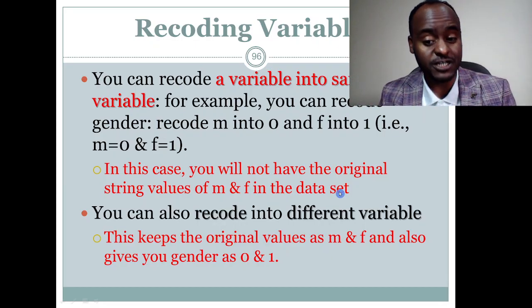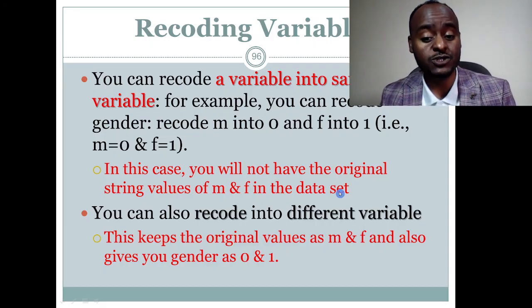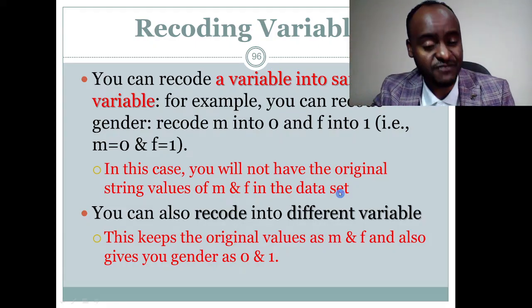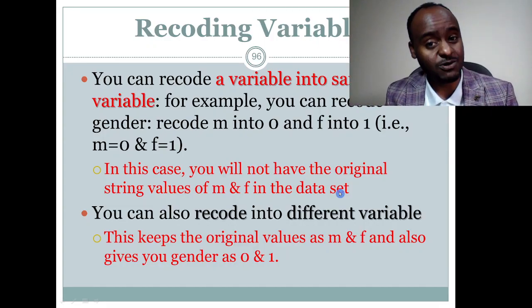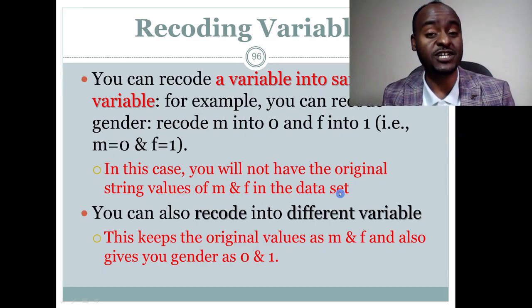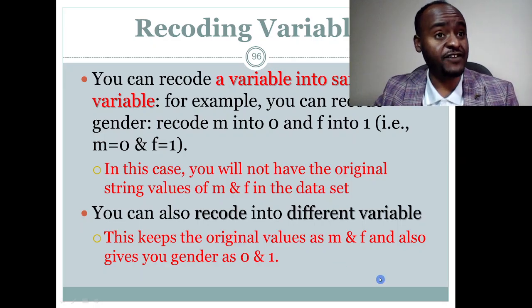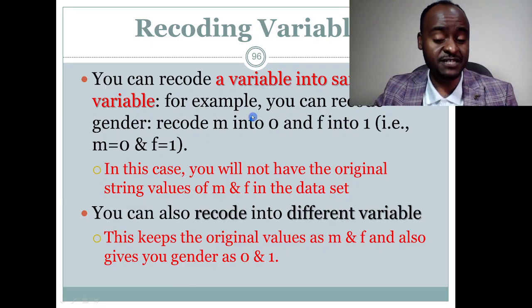You can also record into different variables. You have another option which we call recording into different variables. Here it is a kind of saving the file under a different name and doing the editing on the second variable. That is what we call recording onto a different variable. So first of all, you give a new variable name and then you do the recording onto that new variable. This keeps the original values of m and f and also gives you gender as 0 and 1.